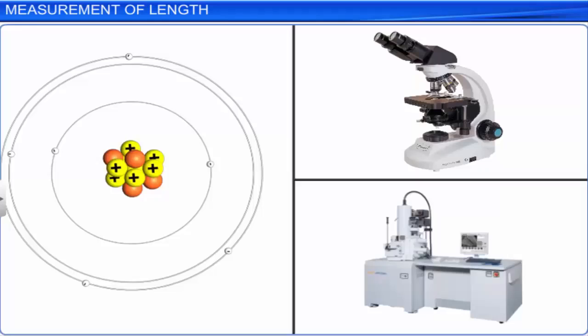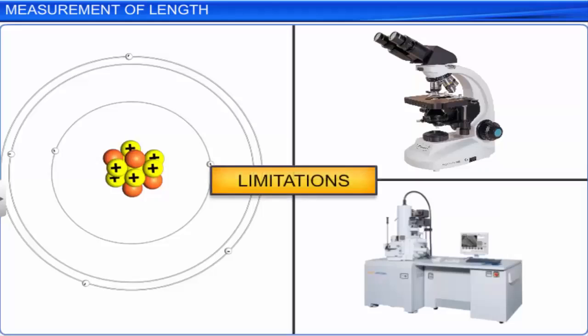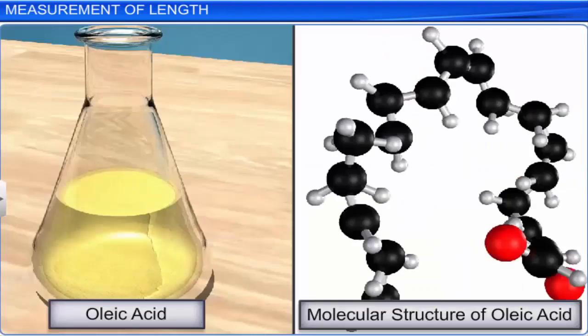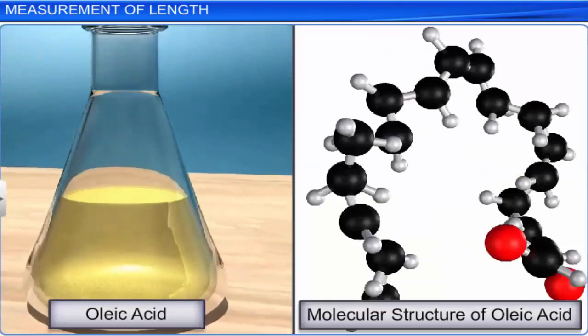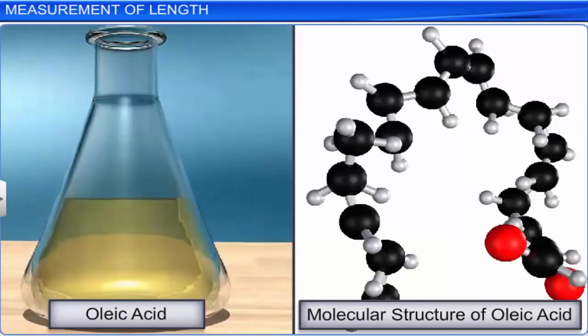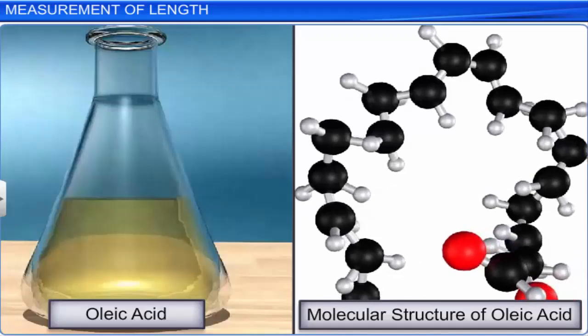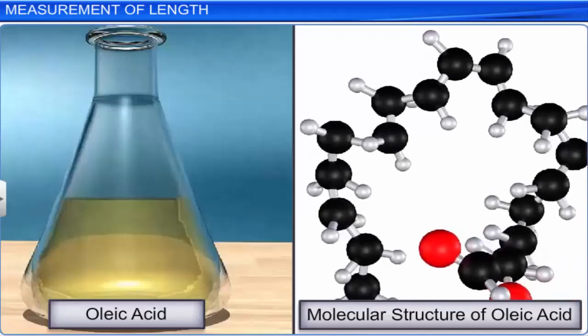However, all such instruments have certain limitations in measuring lengths. We can use a simpler method to estimate the size of a molecule. Let us take some oleic acid. Oleic acid is a soapy liquid with large molecular size, of the order of 10 power minus 9 meter.